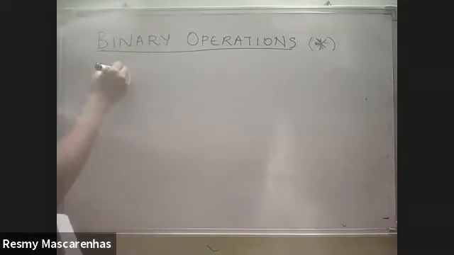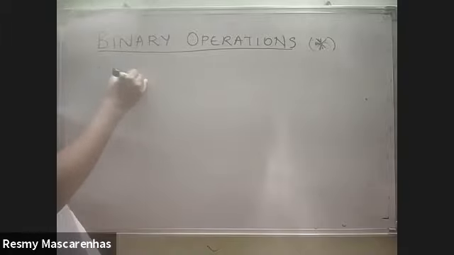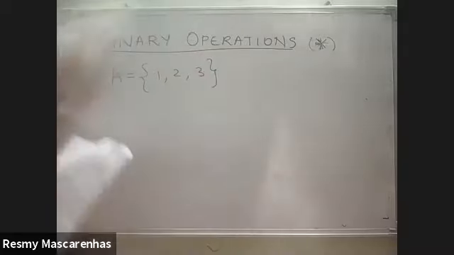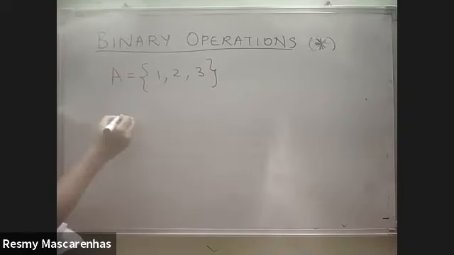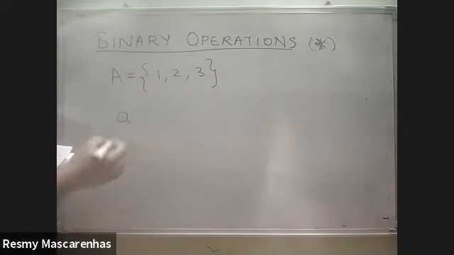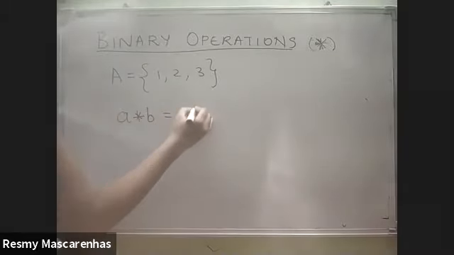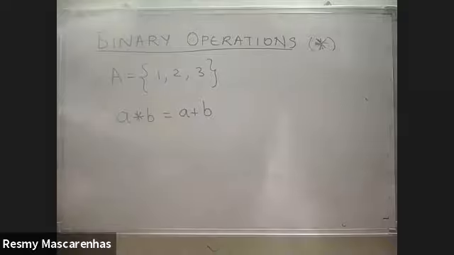Let me start directly with an example. Suppose A is any set given to you, say {1, 2, 3}, and then they will give you an operation. The operation right now here is A star B is equal to A plus B. Now this is called a binary operation.